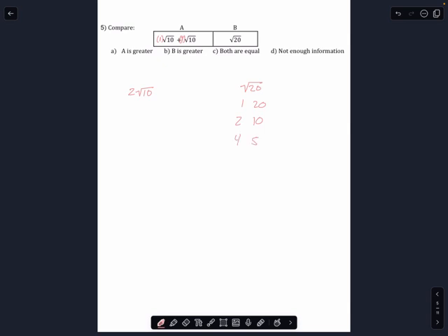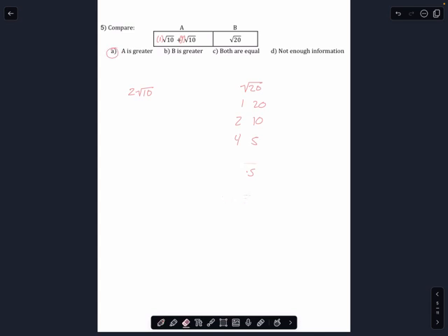Yes, we can find the square root of 4, right? Because this is a popular square root as well. So the square root of 4 times 5. We're going to take 2 outside and we have the square root of 5, right? And we know that square root of 10 is greater than the square root of 5, so A is greater.